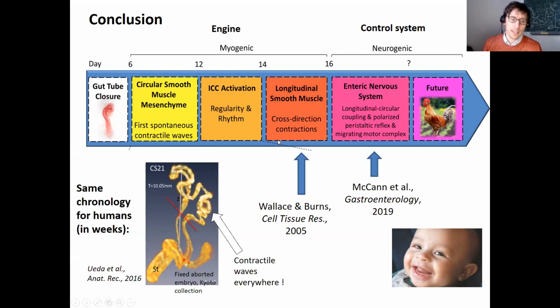What's interesting is that this chronology is exactly the same in humans, but not in days, in weeks. Here you can see on this MRI image of an aborted embryo from the Kyoto collection by Ueda, the first contractile waves are seen as undulations along the gut. And it has recently been shown by McCann and colleagues that the first enteric nervous system activity starts at 16 weeks in the human embryo.